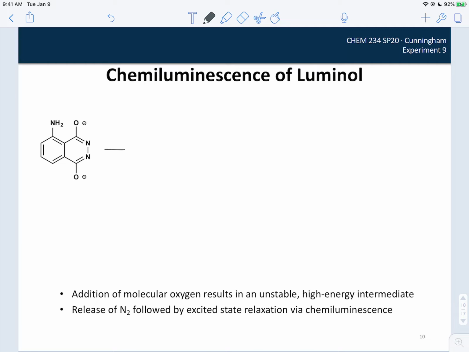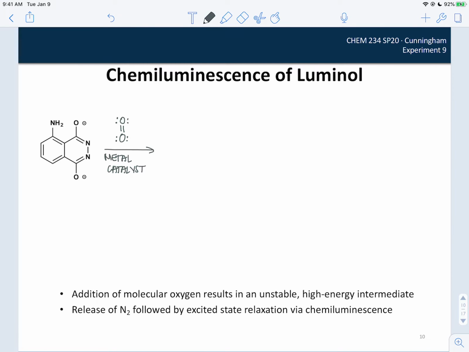And so at this point in time, we are going to add molecular oxygen, so O2, which we're generating in situ using a metal catalyst and hydrogen peroxide.